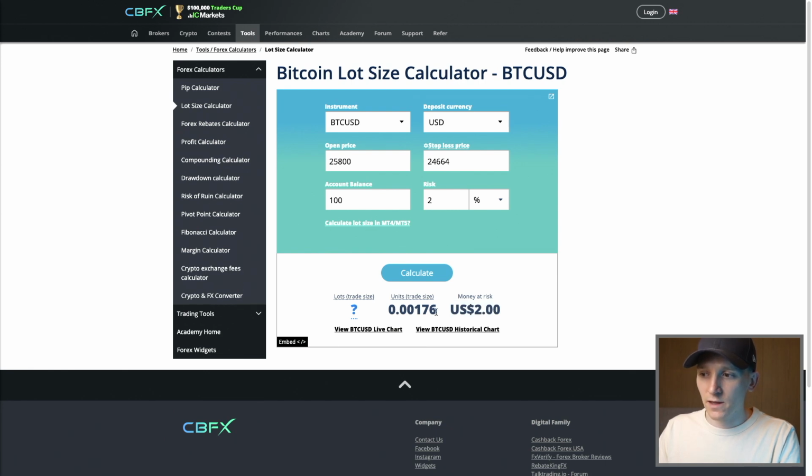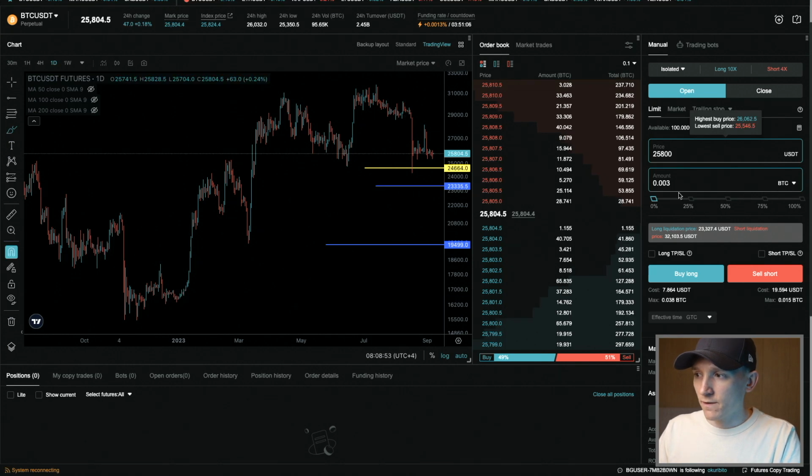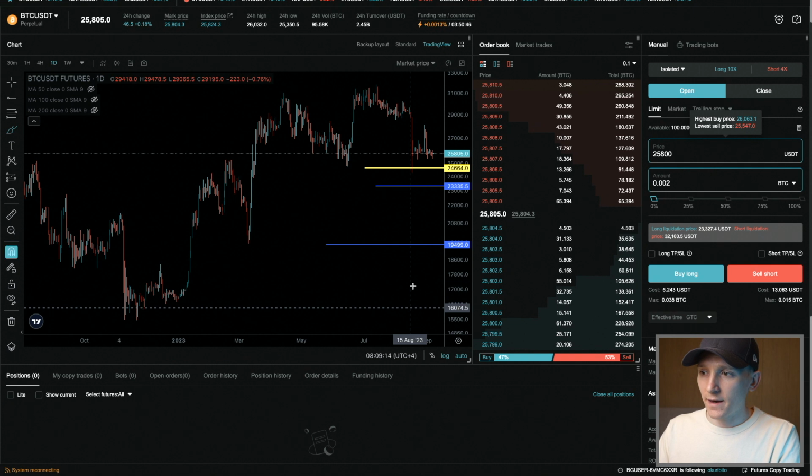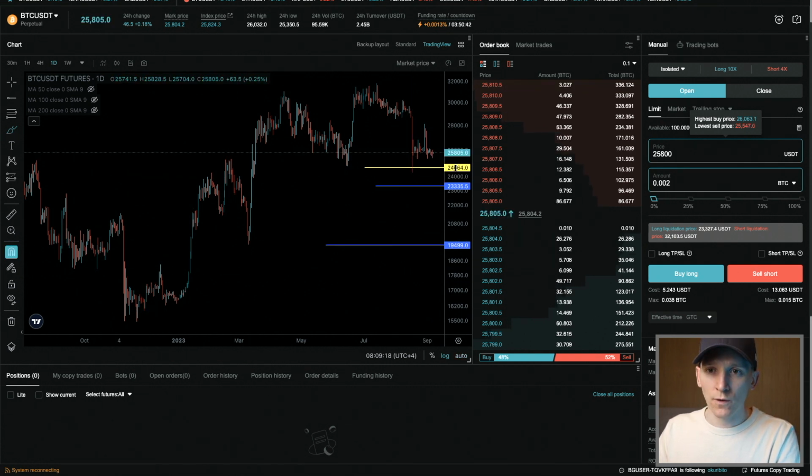The trade size that I can trade is 0.00176. So you can see BTC right here, 0.00176. That would be the amount. Let's just do 0.002 because that's the minimum. That is the amount of Bitcoin that I can trade to risk $2, right? Because this is the trade size. And if I buy here and sell at this specific price, I will make a $2 loss.